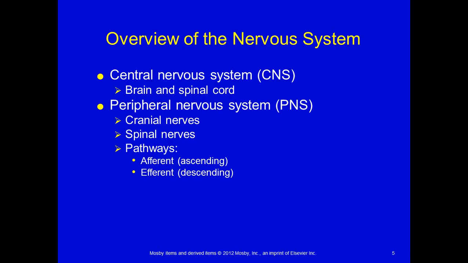We have an afferent, ascending pathway in our nervous system, and we have an efferent, or descending, pathway in the spinal cord, between the brain and spinal cord. Let me ask you this. Here's our review. What kind of information is carried on the afferent, ascending pathway? What do you think? Sensory.